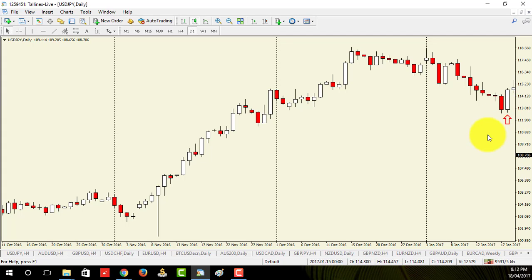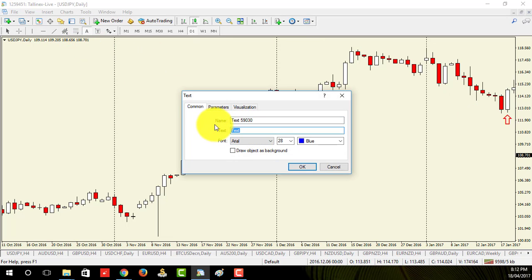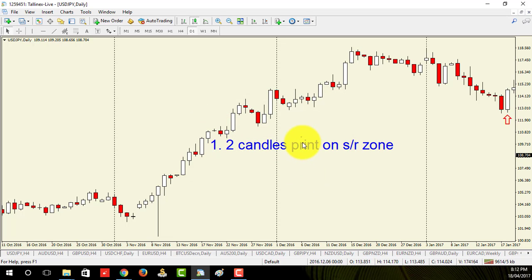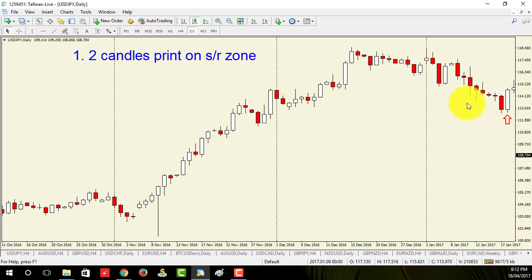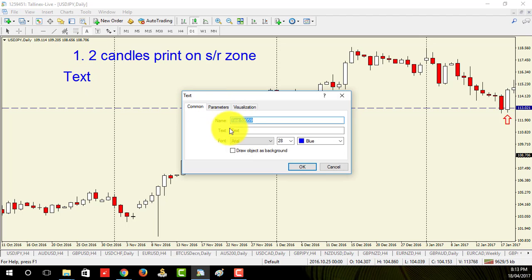And one of the reasons why I like to trade the big shadow, the rules are, and I'll give them to you right now. The 2 candles print on the support and resistance zone, which we don't really know if that's the case here. It looks like it's a pretty solid level, actually, if you look at what happened over here. But I haven't scrolled to the left. But that's the first rule. So maybe this one fits.